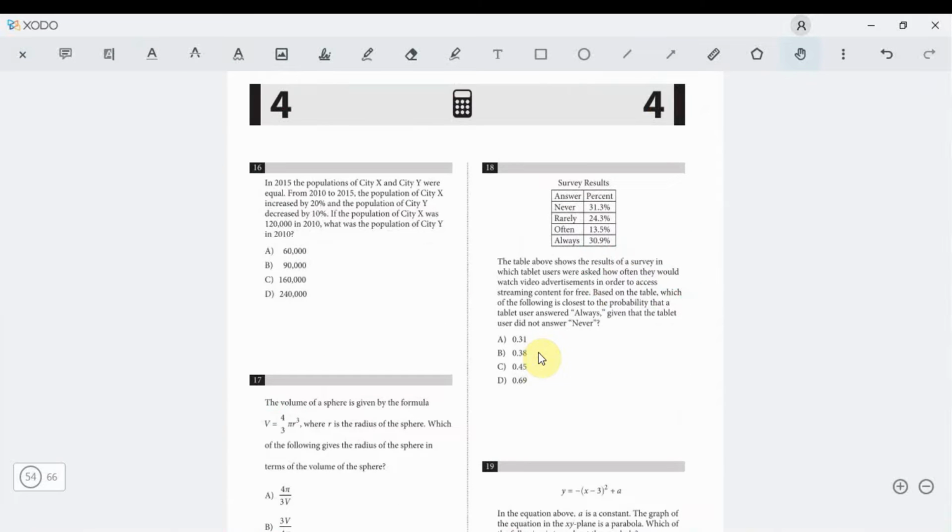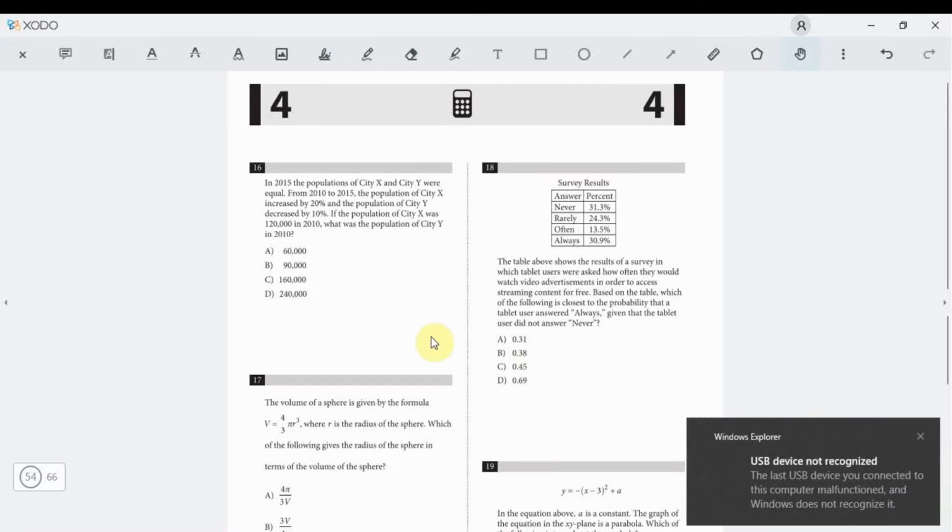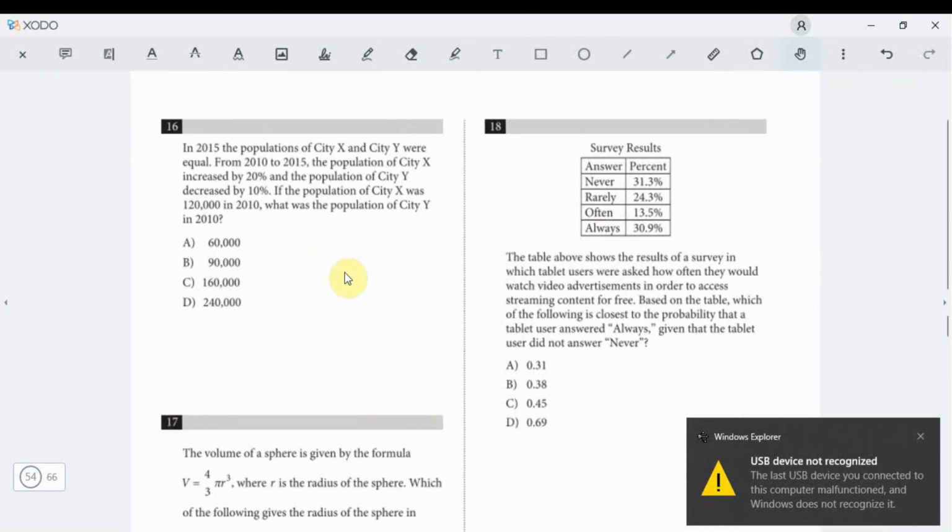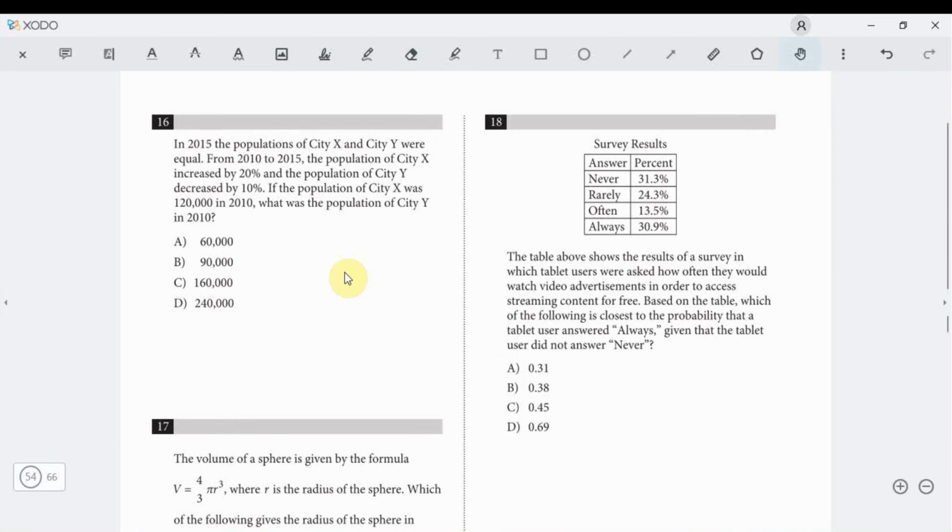Okay, question 16. Question 16 says in 2015 the population of city X and city Y were equal. And it says from 2010 to 2015 the population of city X increased by 20% and the population of city Y decreased by 10%. If the population of city X was 120,000 in 2010, what's the population of city Y in 2010?